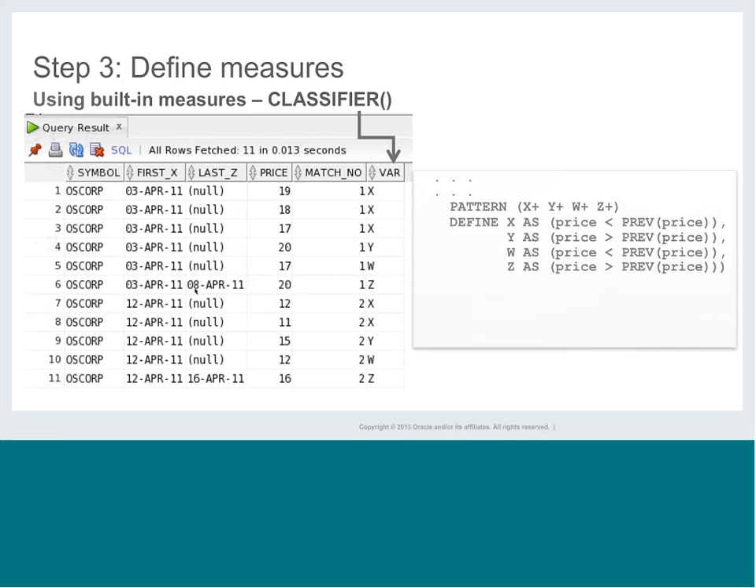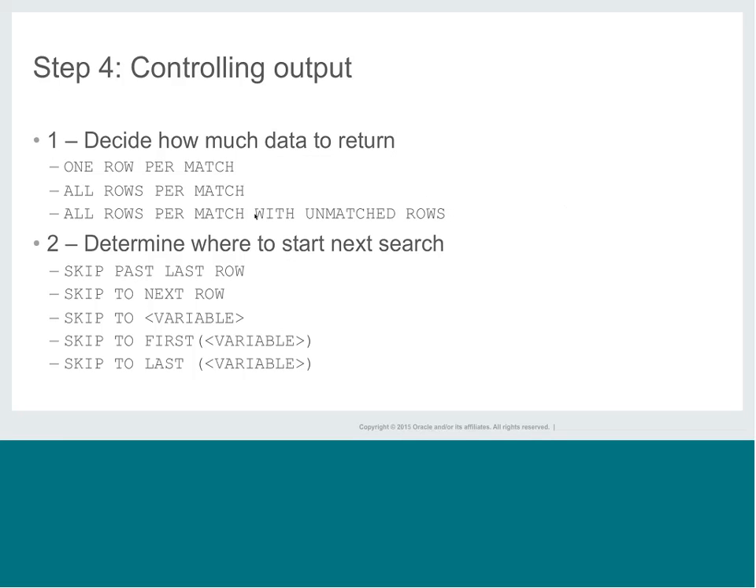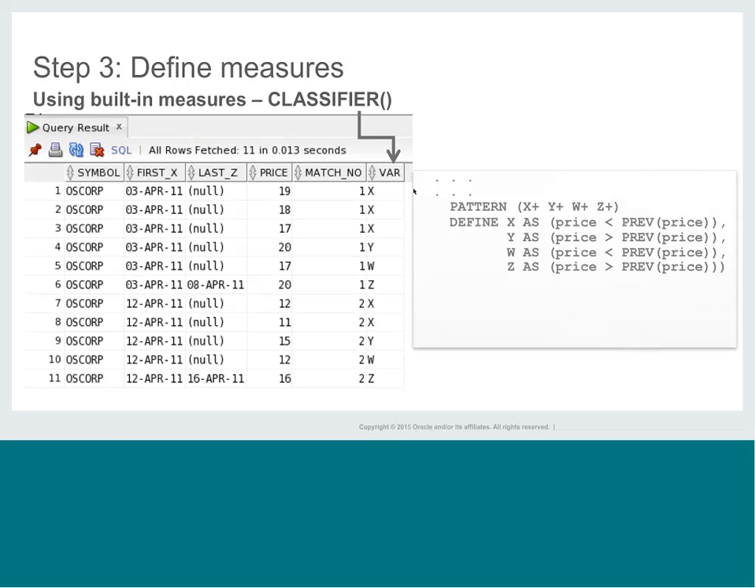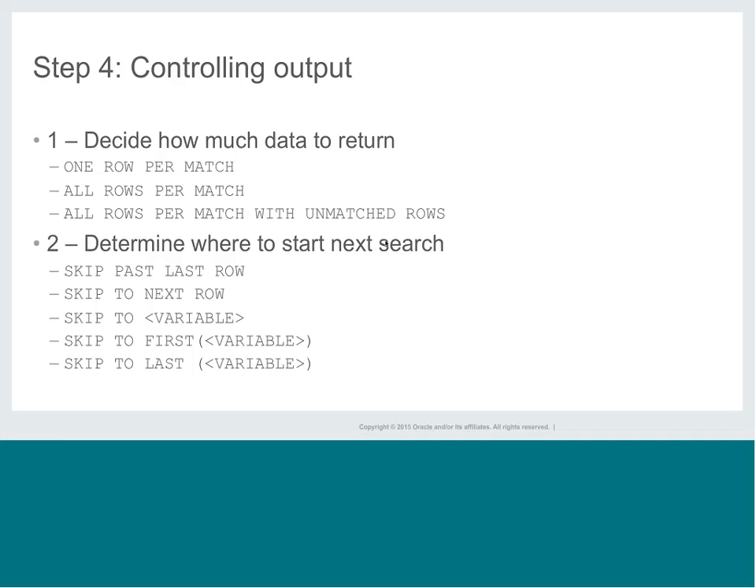There are instances where you might want to do all rows per match with unmatched rows. So you would actually return all the rows in the table. And then some of these other columns, like match number and the pattern variable that is assigned to it, some of these rows would actually be null as well, for the rows that don't match our pattern, but we are returning. So you have complete control over how much data is returned once we find a pattern.